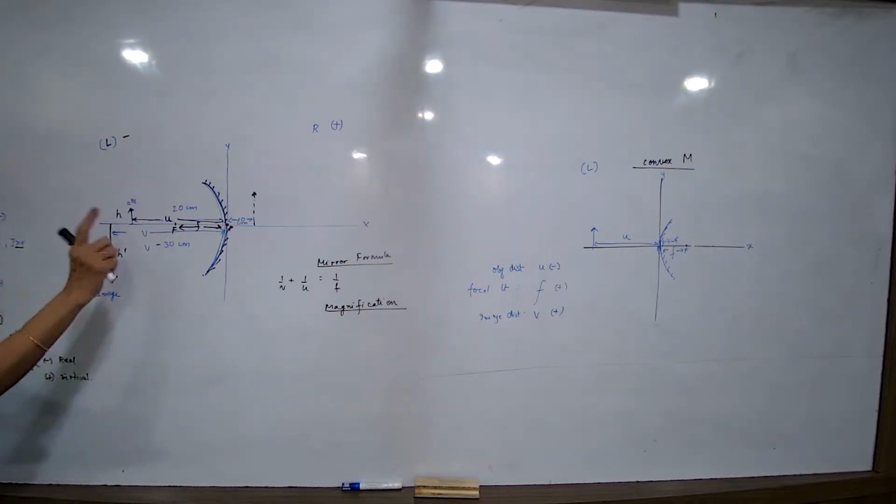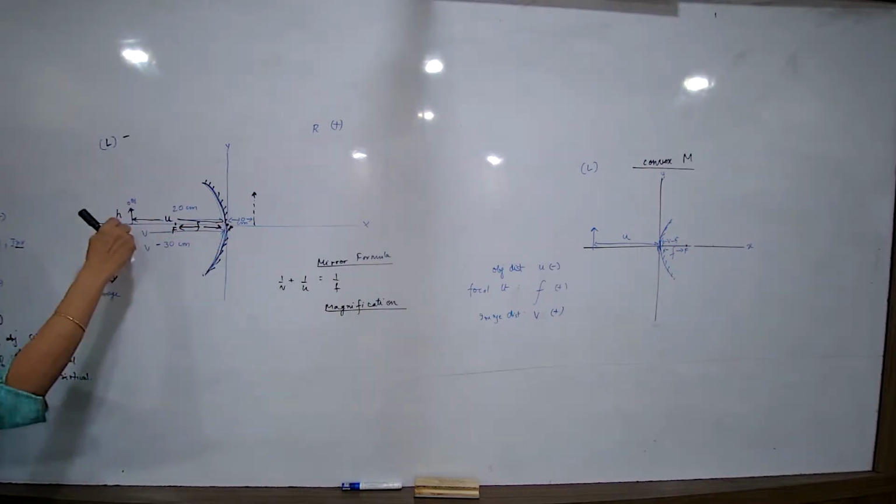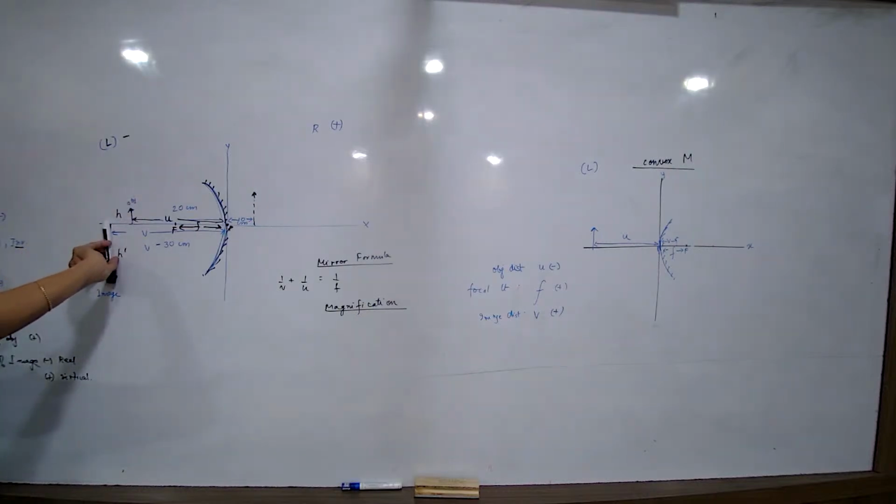But now, how is the left side? I'm talking about the measurements U, V, F. It is along the principal axis. Now, when I'm measuring the height, how is it? It is above the principal axis or below the principal axis.